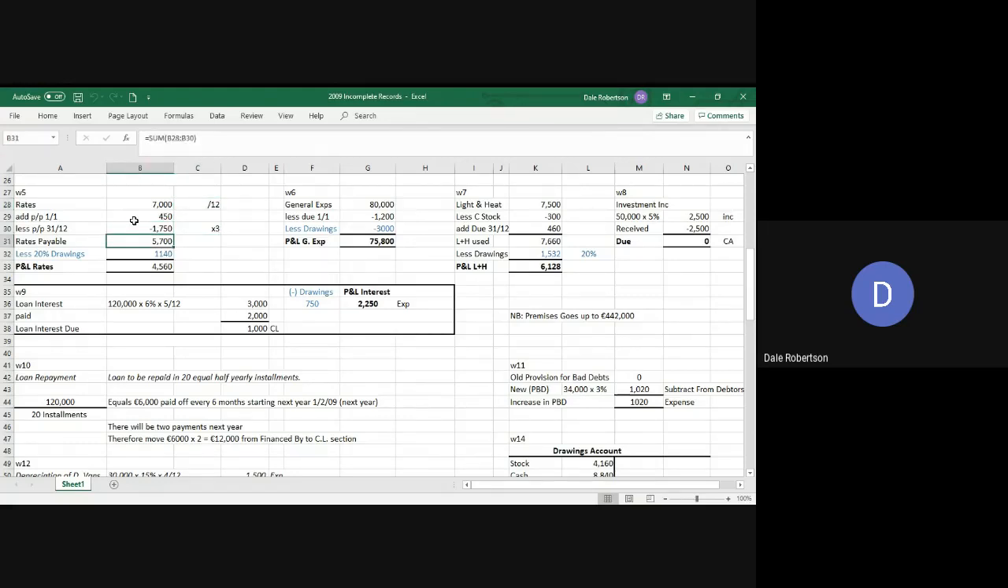Now, in this question, then, it does say that 20% of rates payable in paragraph 4 are for private use, so you take off 20% drawings to get your 4,560 is your business rates.